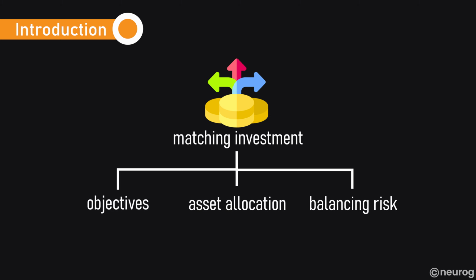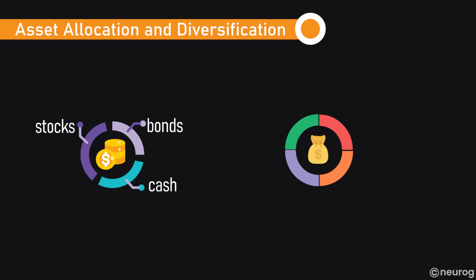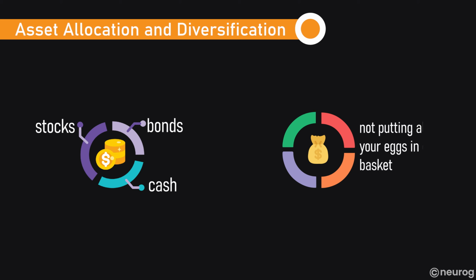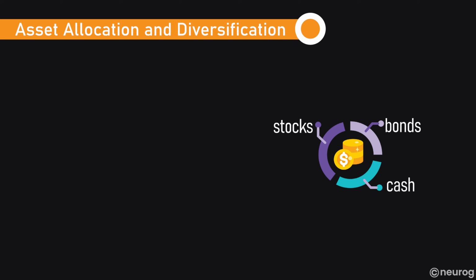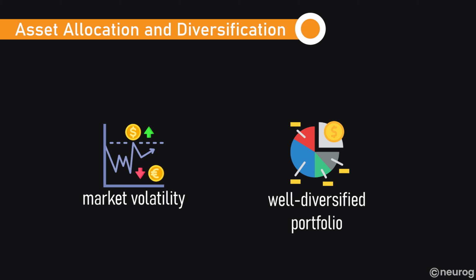Asset allocation involves dividing your investment portfolio among different asset categories, such as stocks, bonds, and cash. The process of diversification, spreading your investments across various assets, is key to reducing risk. It's about not putting all your eggs in one basket. For example, during market volatility, a well-diversified portfolio can help mitigate losses, as different asset classes often react differently to the same economic event.